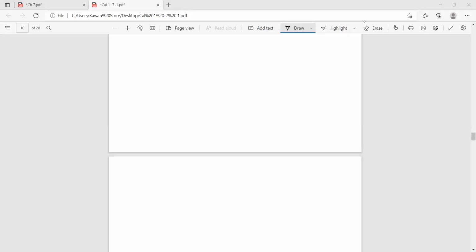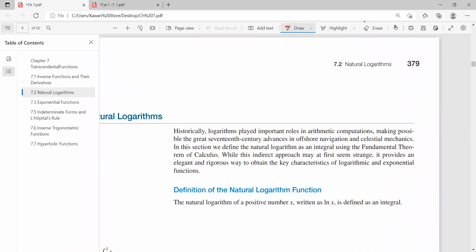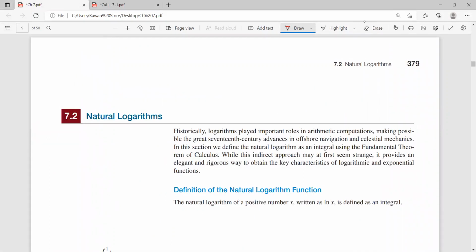Okay, welcome back again. Now we have for 7.2, natural logarithm. You saw this one before. The important things here are what? The first is the graph of the ln. Natural logarithm means that f of x is equal to ln of x. The first is the graph.